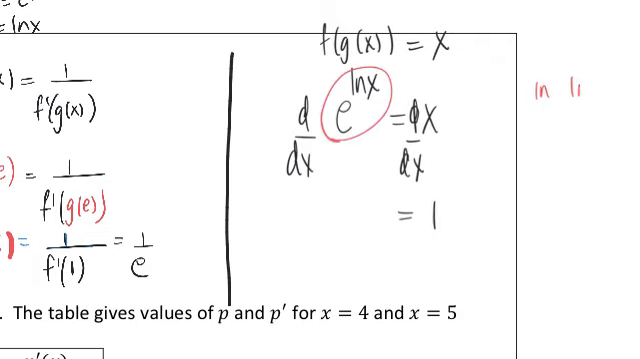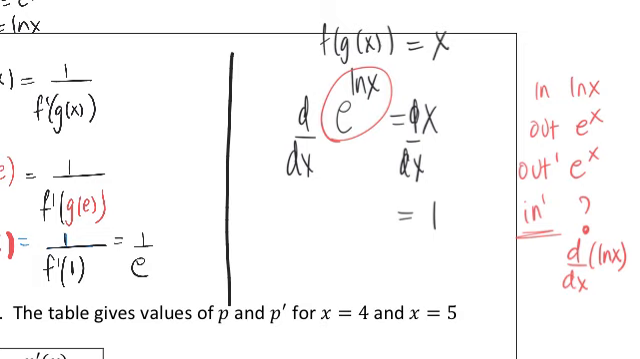The inside is ln x, and the outside is e to the x, right? So out prime is e to the x, and in prime, I don't know. That's what I'm trying to prove to you, that that comes out to be 1 over x, right? So we'll just say we don't know what the in prime is. So we'll call it d dx of the in. That's all we know.